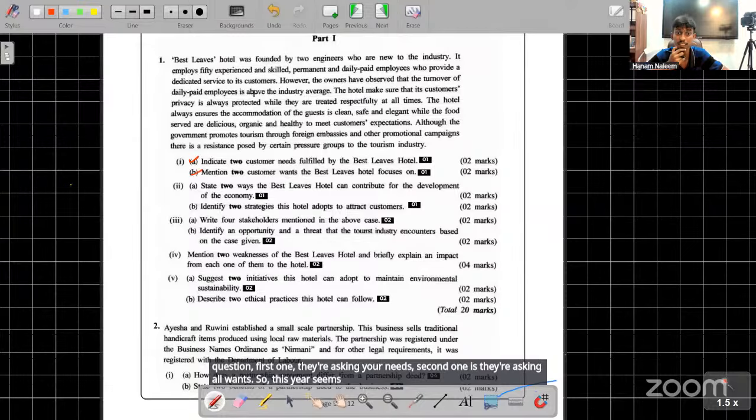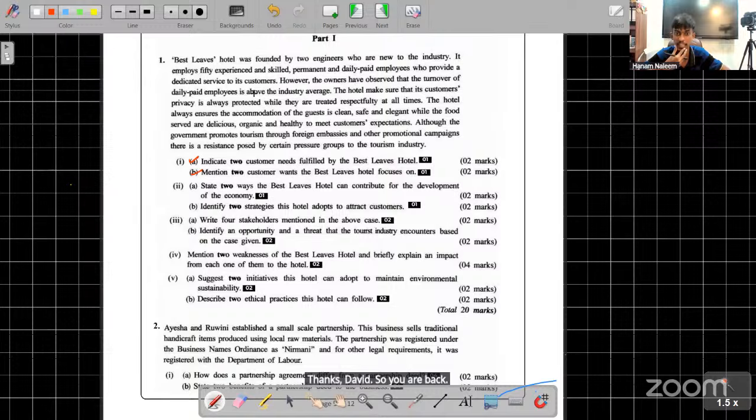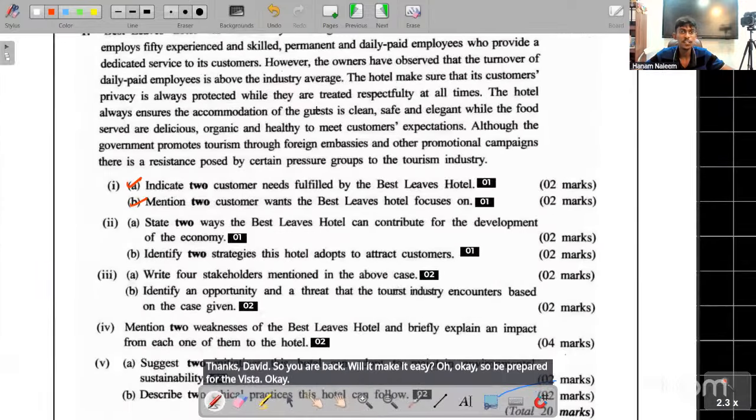That means next year, your batch, will it be made easy? Oh, okay. So be prepared for the worst, huh? Okay. So we'll read.